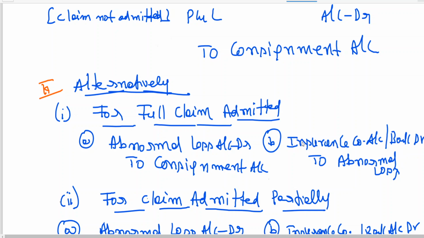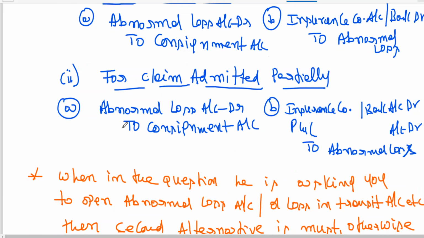Insurance company to abnormal loss. Insurance company, abnormal loss got cancelled. The entry will be the same. For claim admitted partially, abnormal loss to consignment. Insurance company, claim admitted; profit and loss account, claim not admitted.